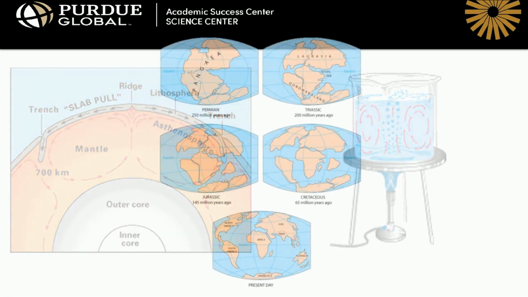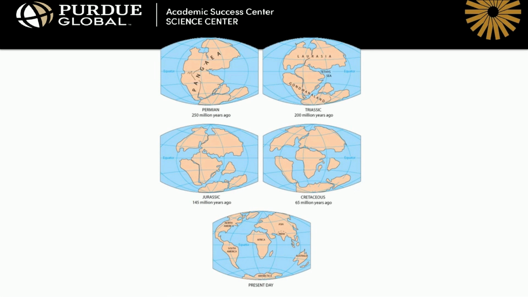flow. The theory of continental drift was introduced by Alfred Wegener in 1912. He contended that around 200 million years ago, the supercontinent Pangaea began to split apart. The diagrams on this slide show the breakup of the supercontinent Pangaea.